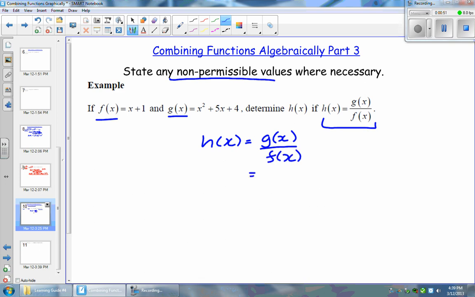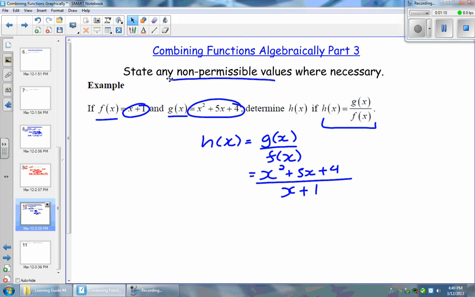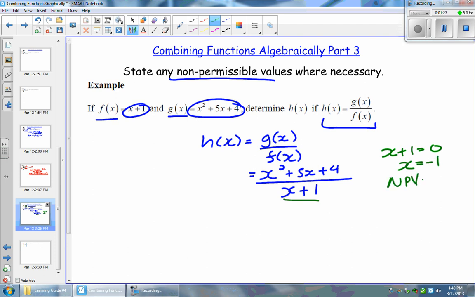So just fill in what we need here. g of x is represented by this function, x squared plus 5x plus 4, and we're going to be dividing by the expression x plus 1. So we have a rational expression here. Notice that we do have a non-permissible value. Remember, my non-permissible values occur when the denominator is equal to 0. So x plus 1 is equal to 0. That means x cannot be -1. So my NPV is equal to -1 so far.